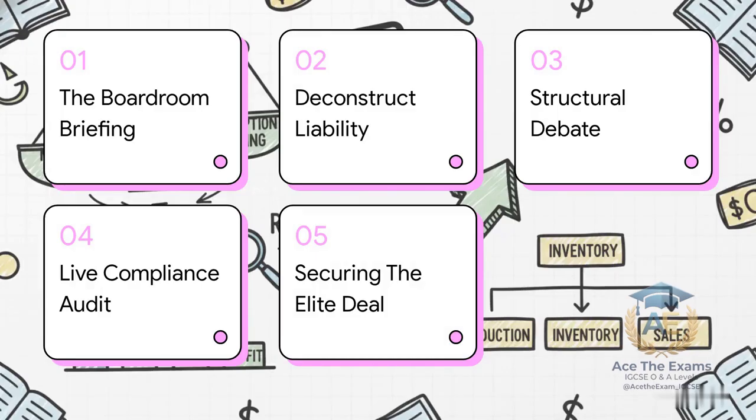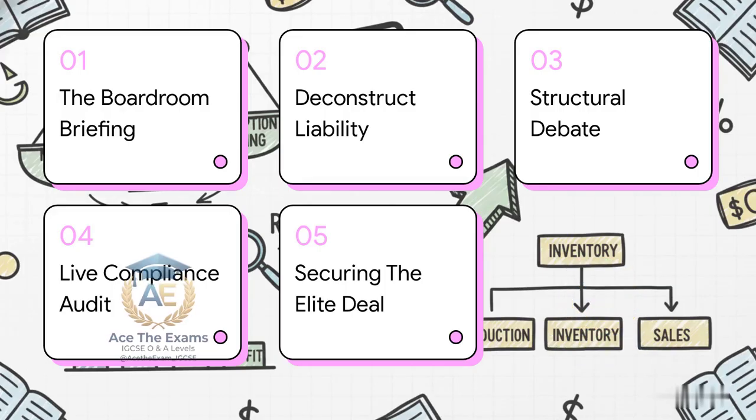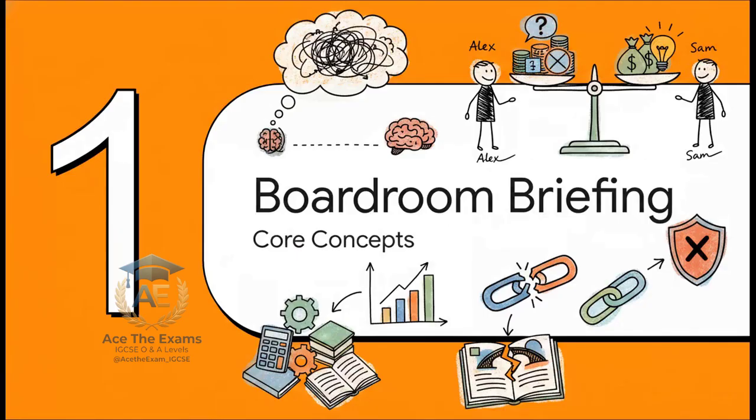Here is our executive itinerary for today's session. We'll start with the boardroom briefing, then move into deconstructing the liability. Third up is the structural framework debate, followed by a live compliance audit. And finally, we wrap up with securing the elite deal. Let's jump right in. Section 1, the boardroom briefing.